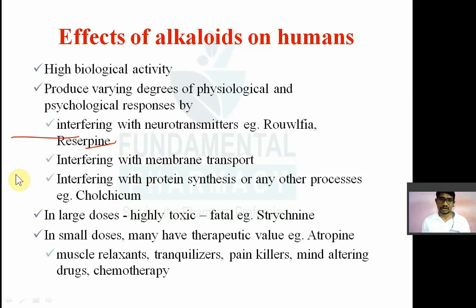Some alkaloids interfere with membrane transport. Some alkaloids inhibit protein synthesis, for example colchicine. These alkaloids in large doses are toxic and may be fatal, for example strychnine. In small doses, these alkaloids have varying degrees of therapeutic effect. They can be used a lot. So atropine is used as a therapeutic agent.